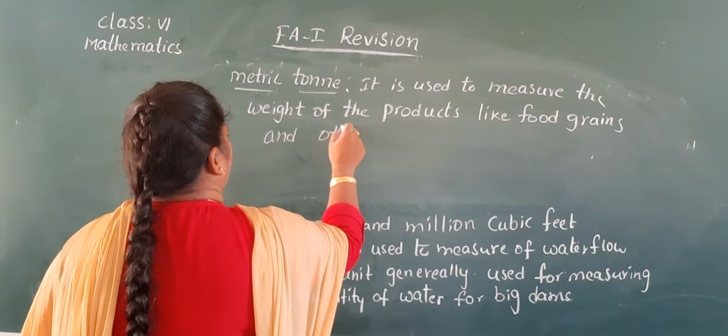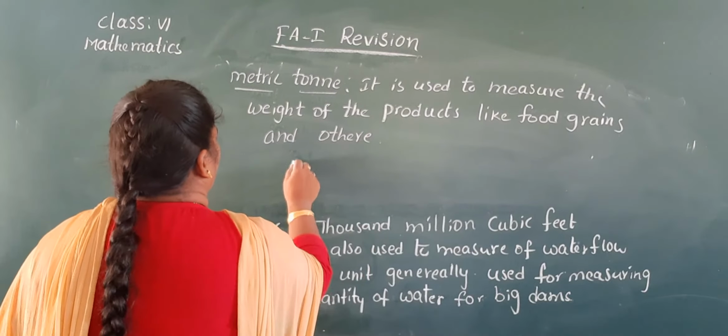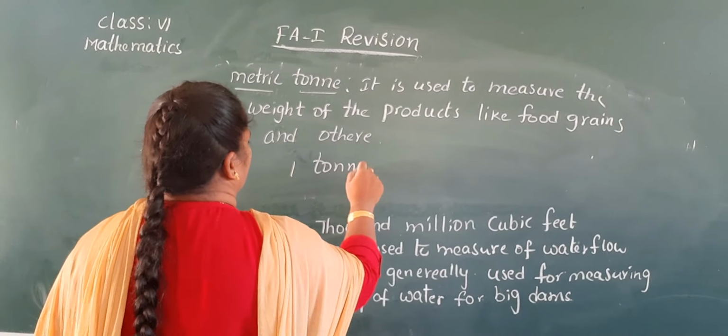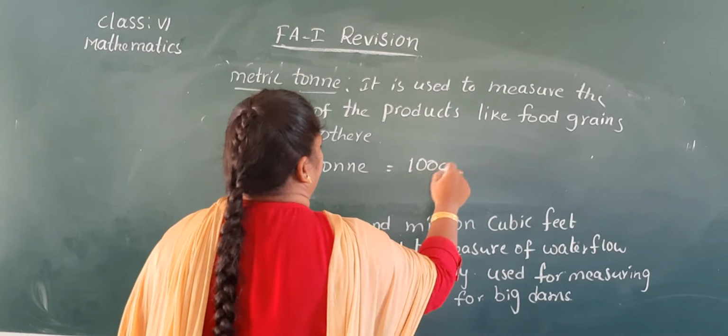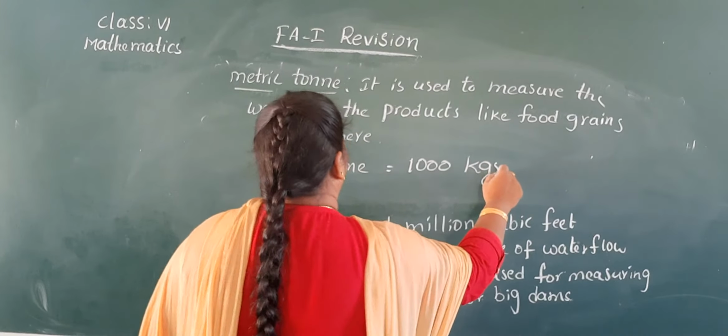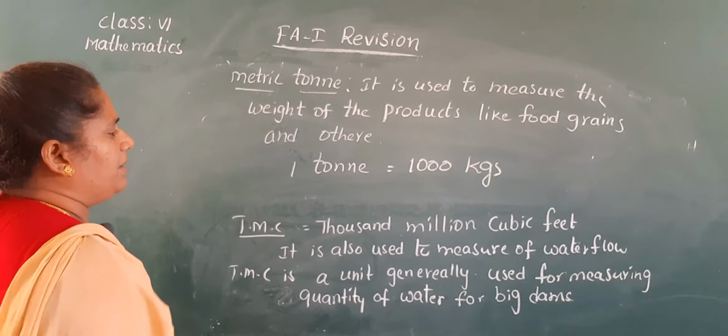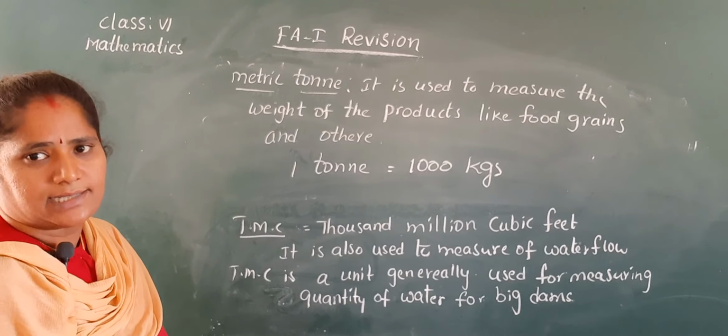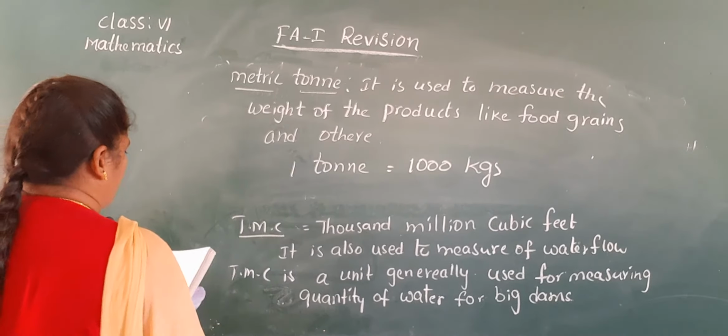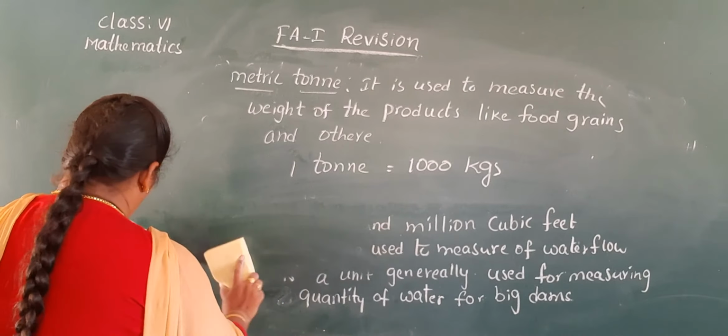So metric ton is referred to as a ton, and 1 ton is equal to 1000 kgs. Okay, 1 quintal equal to 100 kgs, but 1 ton equal to 1000 kgs. Okay, and next one. What's the next one?